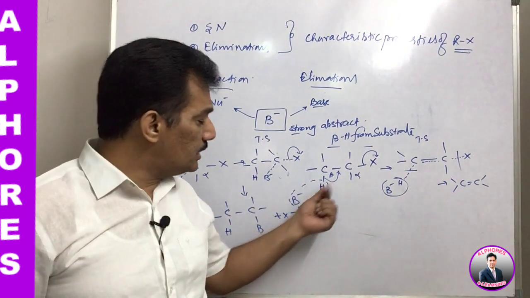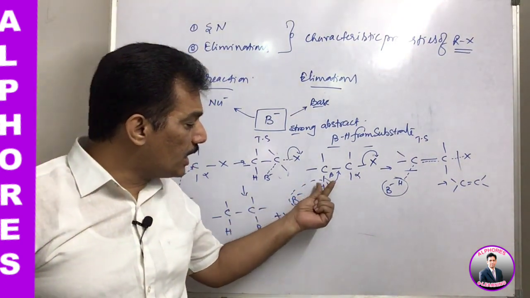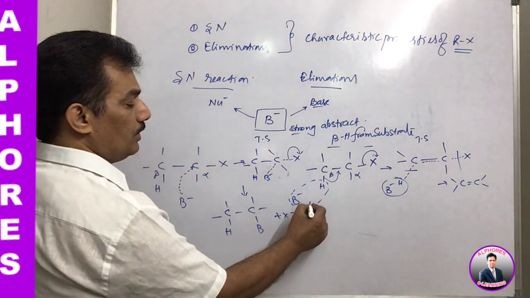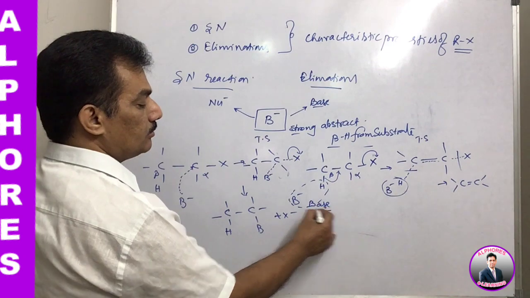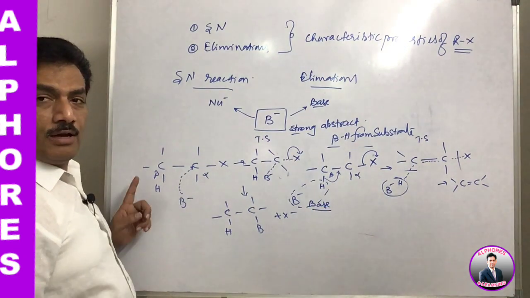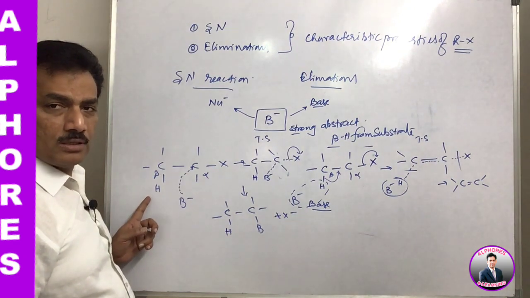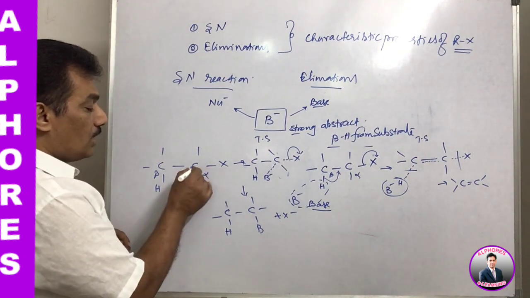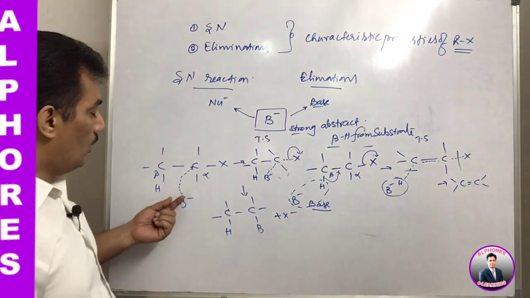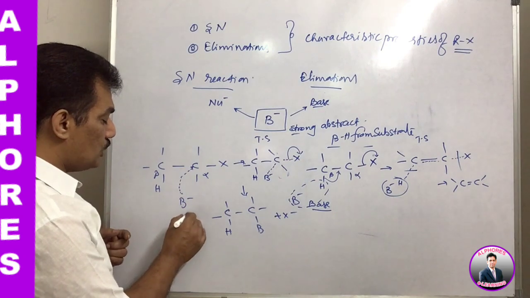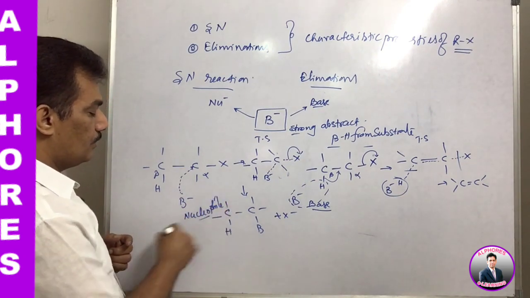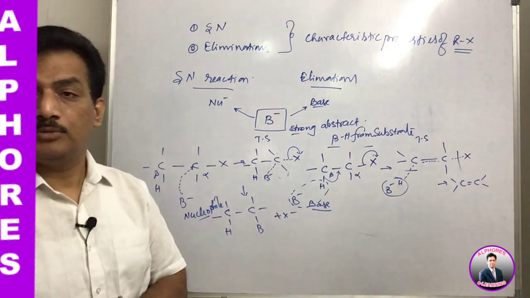So in this case, the reagent B minus is abstracting hydrogen, then we can say that it is behaving like a base, just you remember. And in this case, instead of abstracting hydrogen H plus, it is attacking on this carbon, that is the alpha carbon where the nucleophile is present, and now it is behaving only as a nucleophile but not as a base, just you remember.